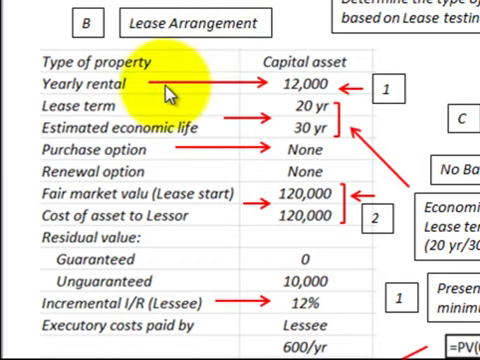So first, going over to our lease arrangement, I'm only going to touch on the items that affect this example. We have a yearly rental rate of $12,000 per year, and the lease term is for 20 years. The estimated economic life of the leased asset is 30 years. We don't have any purchase option or bargain purchase option, so there's none in this example. The fair market value of the leased asset at the lease start date is $120,000, and the cost of the asset to the lessor is $120,000. So the fair market value of 120,000 equals the cost of 120,000.